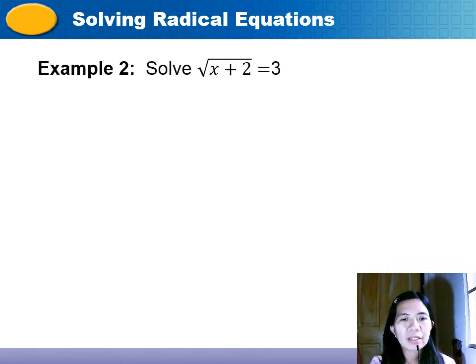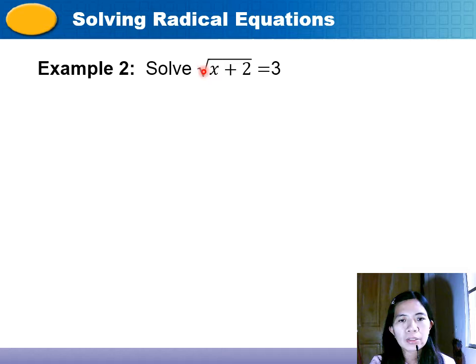Let's have example number 2. Solve the square root of x plus 2 equals 3. Okay, so the first step is we're going to isolate the radical on one side of your equation. It's already isolated. So next, raise both sides to the power equal to the index.